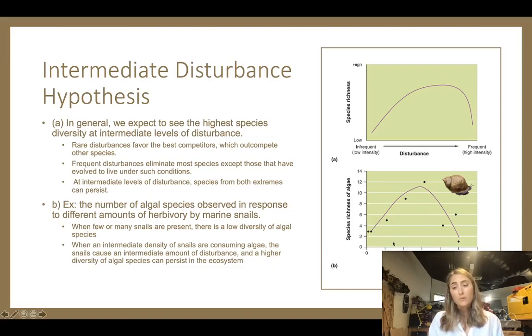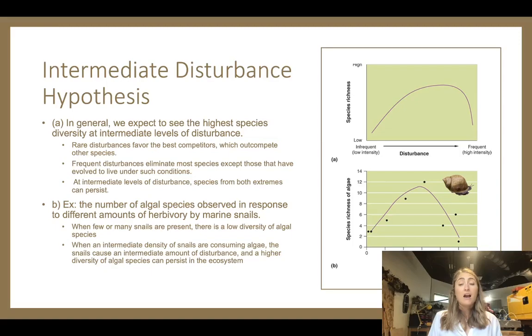An example that we see in nature is the amount of algae species that are observed in response to the different amounts of herbivory in marine snails. These marine snails generally feed on algae. In this case, the introduction of the marine snail is the disturbance. So if we introduce too few snails, there's a low diversity of algae species because there's no reason for there to be any type of genetic variation. There isn't a lot of predation, so no genetic variation really needs to exist.